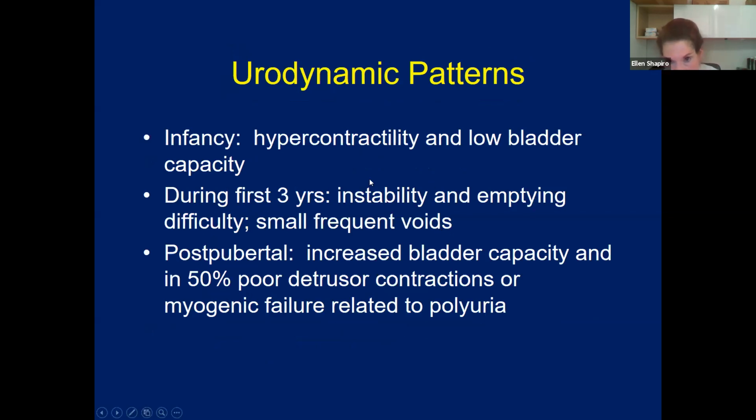So what do we know about the urodynamic patterns? In infancy, the bladder is usually hypercontractile and has low bladder capacity. During the first 3 years, there's instability and emptying difficulty. Small frequent voids usually occur, and post-pubertally, they get, shall we say, burnout, increased bladder capacity, and 50% have either poor detrusor contractions or myogenic failure related to polyuria and also related to that initial schematic showing the vicious cycle.